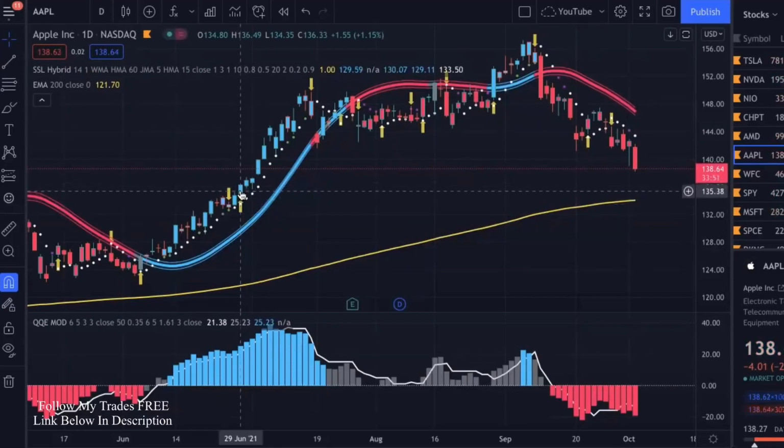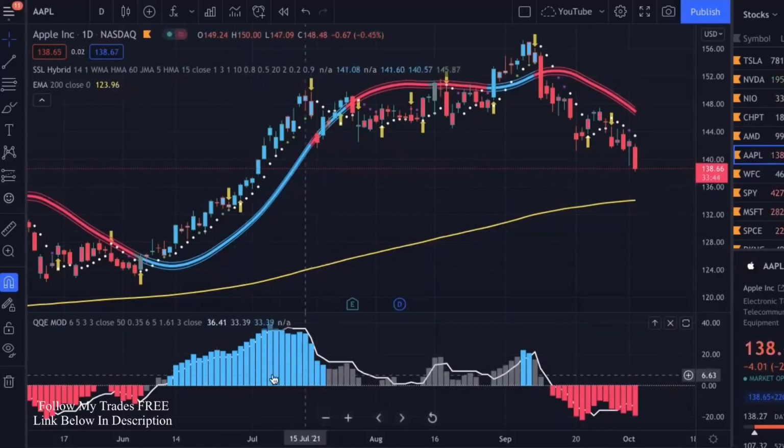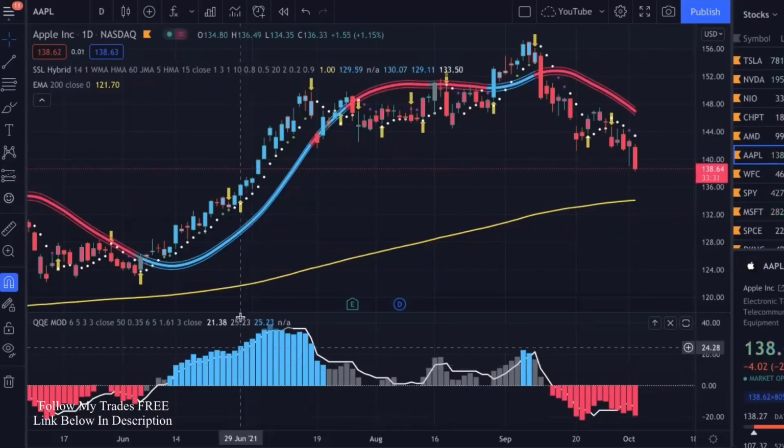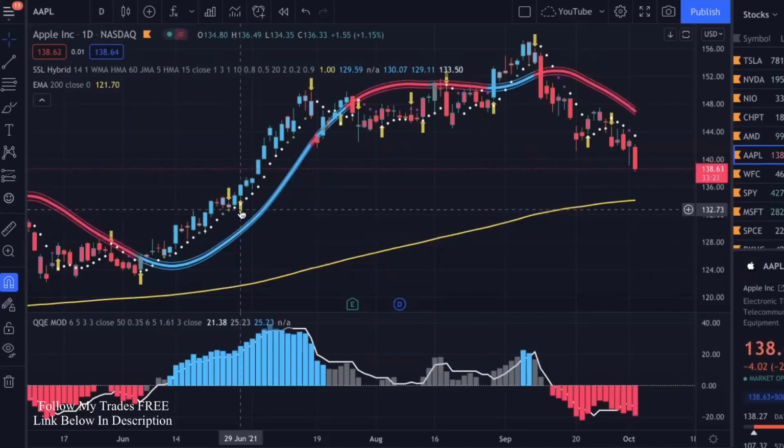Number three is going to be the QQE Mod. It needs to be either gray or blue. The bluer the better. Gray is a little bit of a gray area, but I like it to be blue. And when this is blue, price is above the 200 EMA, price action is above the trend line and the trend line is blue, and you get an arrow for entrance, that is where you get in. And then you ride it up.